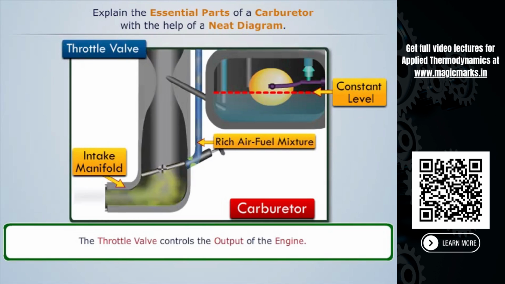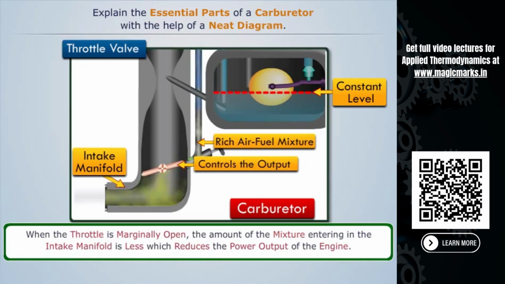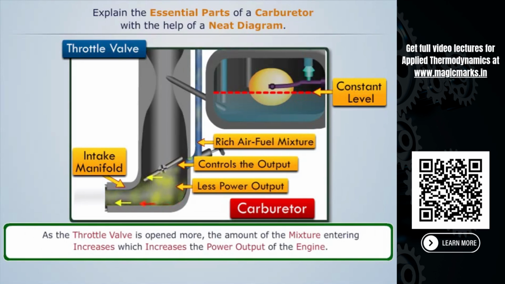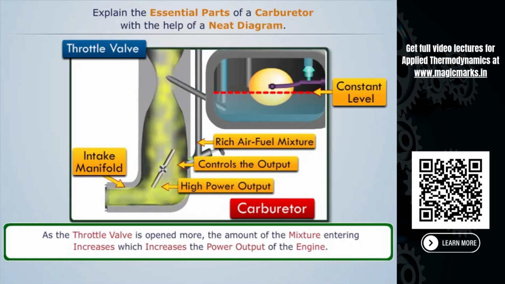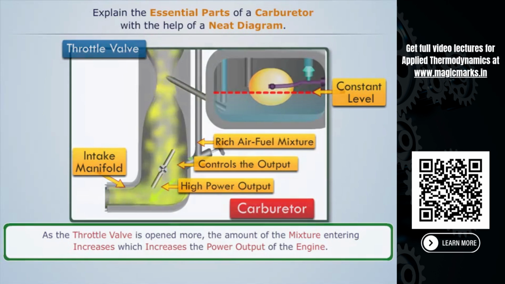The throttle valve controls the output of the engine. When the throttle is marginally open, the amount of mixture entering in the intake manifold is less, which reduces the power output of the engine. As the throttle valve is open more, the amount of the mixture entering increases, which increases the power output of the engine. Now let us summarize the essential parts of the carburetor.